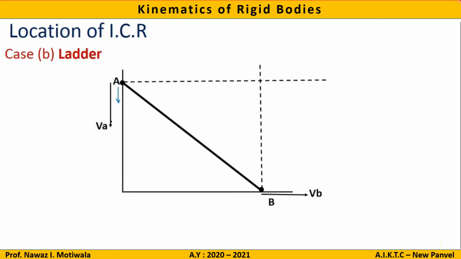The point at which these perpendiculars from the velocity meet is known as ICR. So I will mark this point as my ICR, or it is a point at which this body AB is assumed to be performing purely rotational motion at this particular instant.